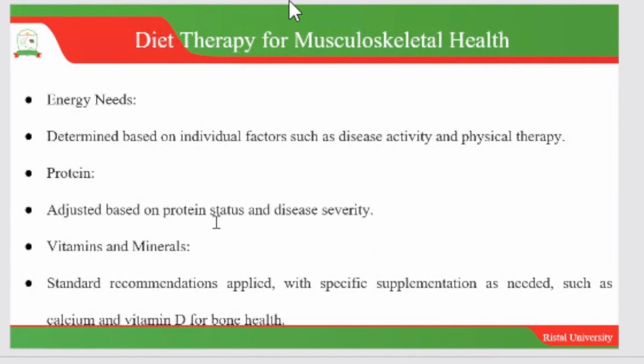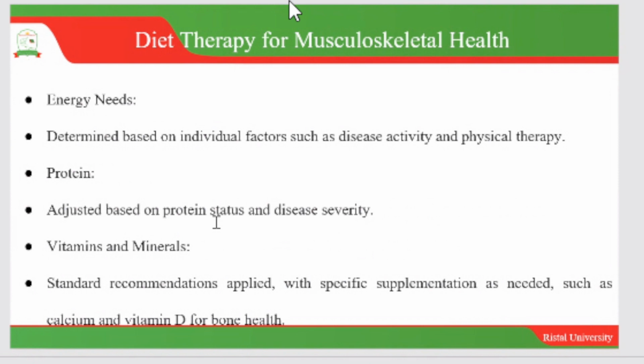So, what is the diet therapy for this musculoskeletal health? What do we tend to look out for? Okay, really, we are looking at energy needs, and these are determined based on individual factors such as disease activity and physical therapy. But do not forget that some of these musculoskeletal disorders are caused by overweight or obesity. So we need to prescribe calorie requirements customized to the factors that are leading to or exacerbating the arthritis or the musculoskeletal disorders.